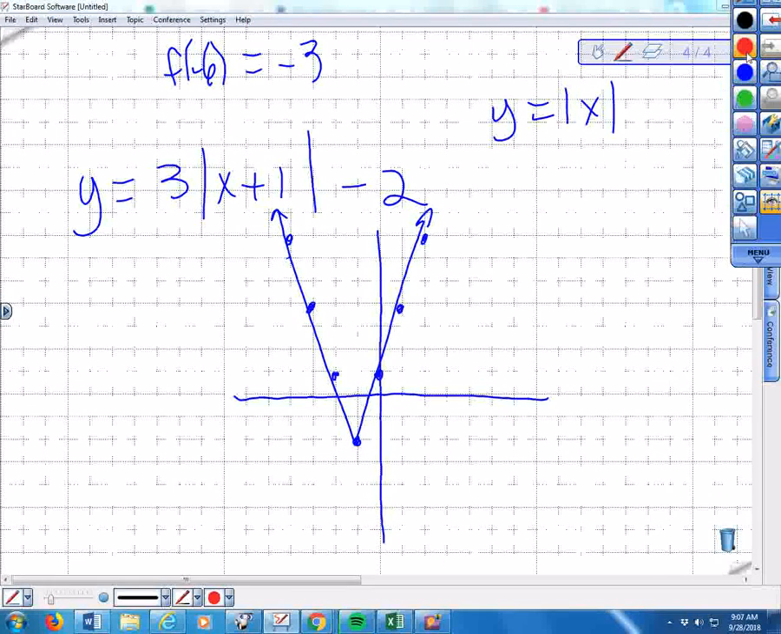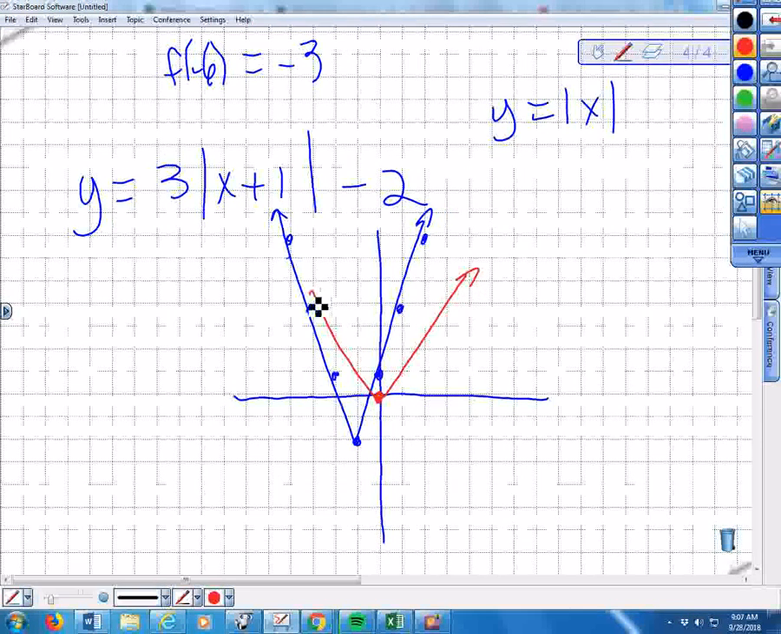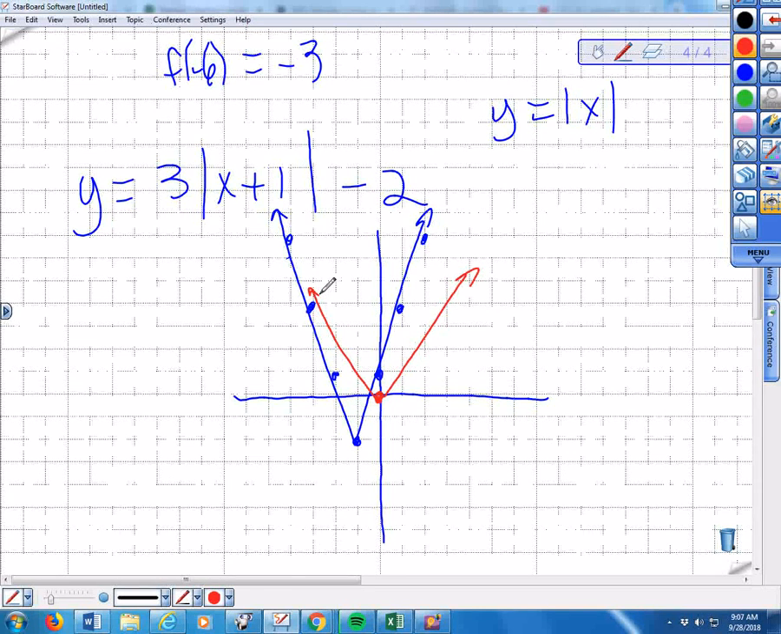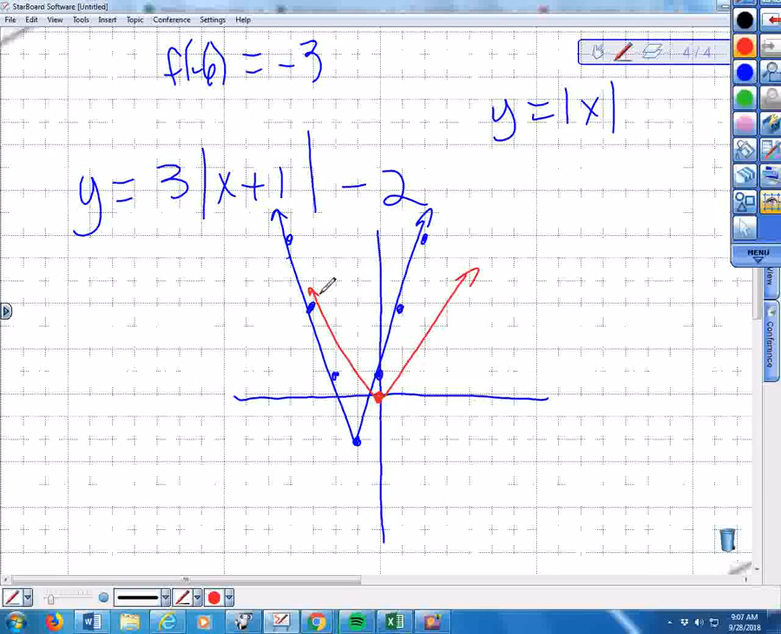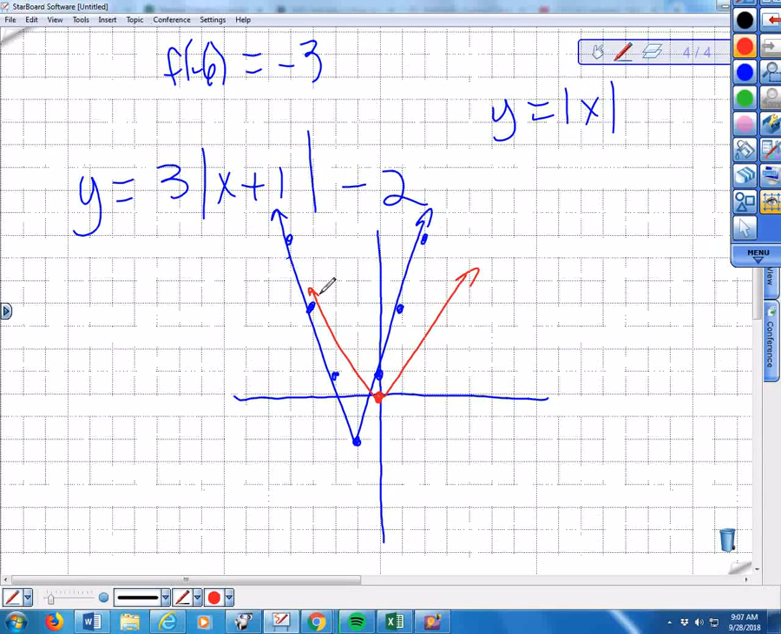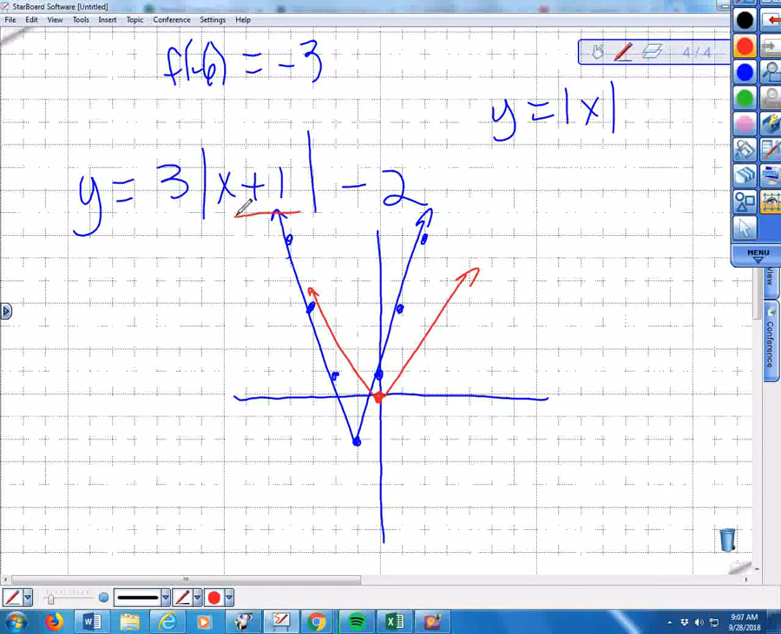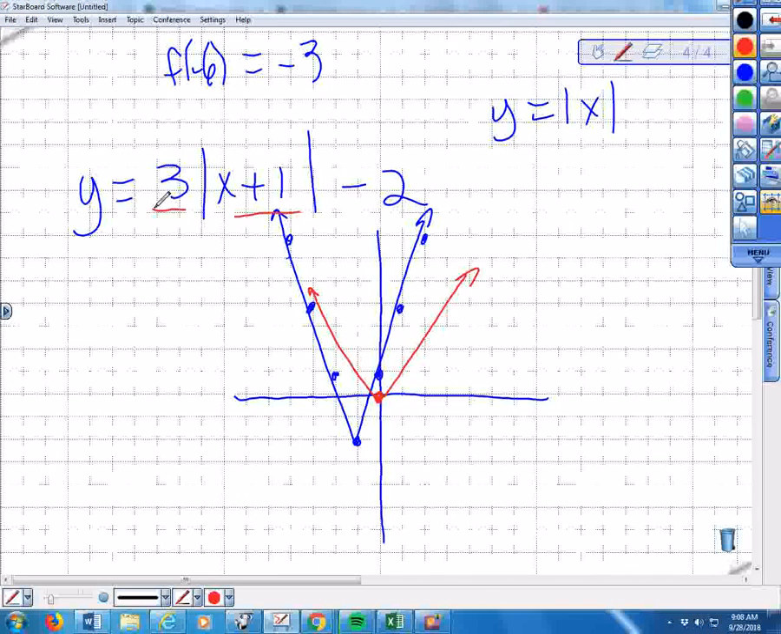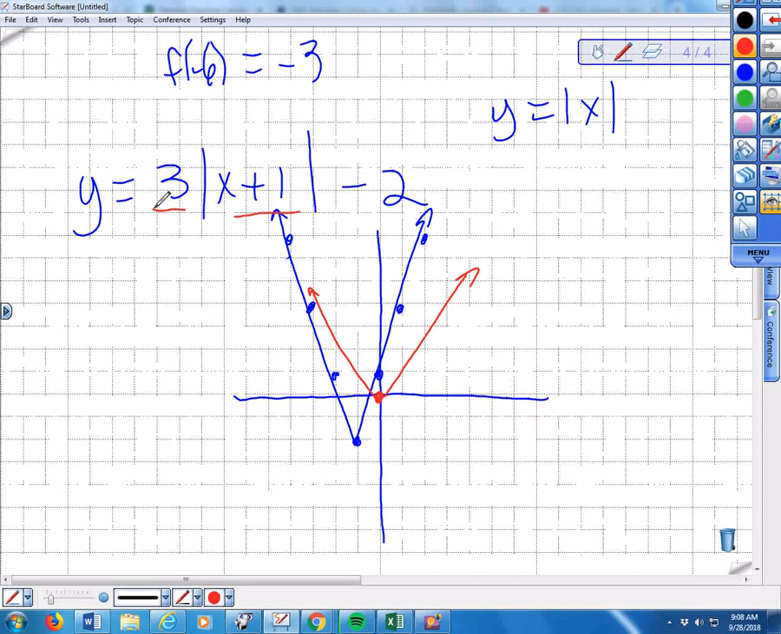If I were to graph the actual y equals absolute value of x, it would look like this. So the graph has shifted left 1, down 2, and stretched by a factor of 3. That's a lot. Well, all you do is find the vertex using the equation, then use whatever number's in front as the slope of half of the graph, and then just mirror it over on the other half. It's pretty easy. It's just 3 steps.